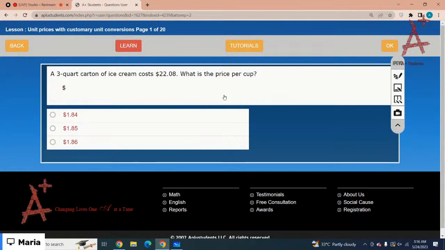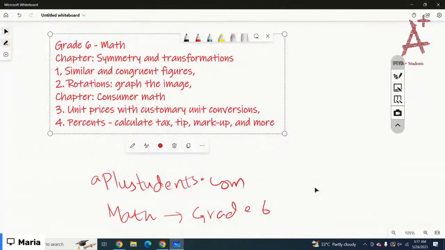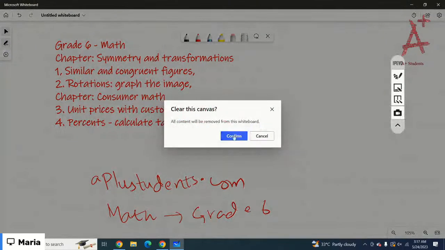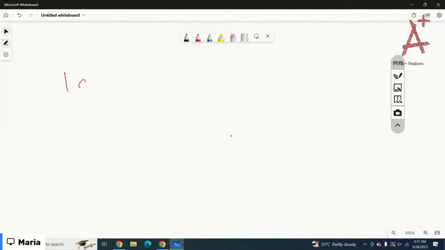So here you have to convert from quarts to cups first, and then you have to calculate the cost of 1 cup of ice cream. So how do we convert from quarts to cups? We know that 1 quart equals 4 cups. You have to memorize and learn these conversions. 1 quart equals 4 cups, sorry. So how many cups are you given here?